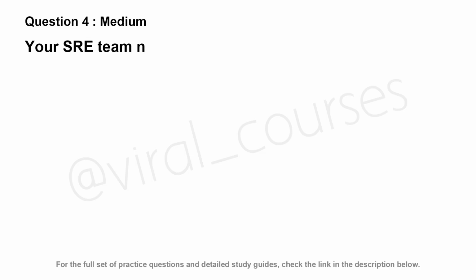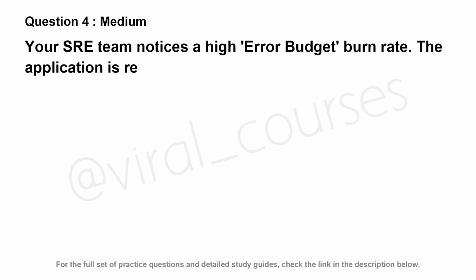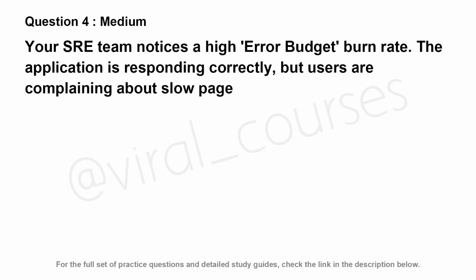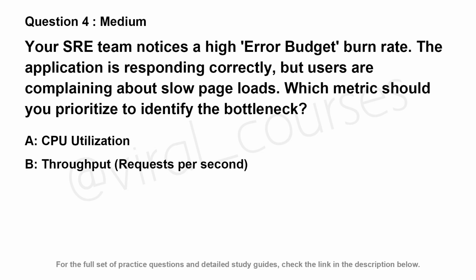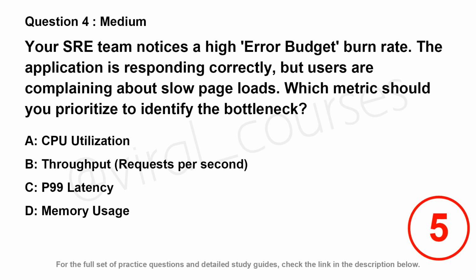Your SRE team notices a high error budget burn rate. The application is responding correctly, but users are complaining about slow page loads. Which metric should you prioritize to identify the bottleneck? Option A. CPU utilization. Option B. Throughput, requests per second. Option C. P99 latency. Option D. Memory usage.